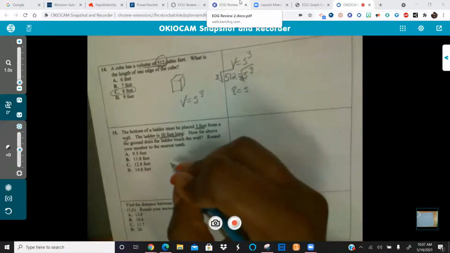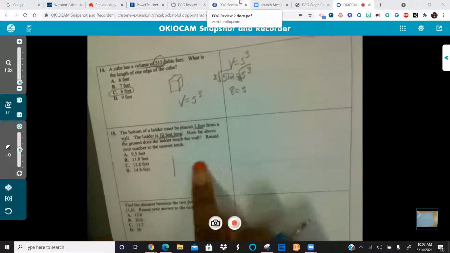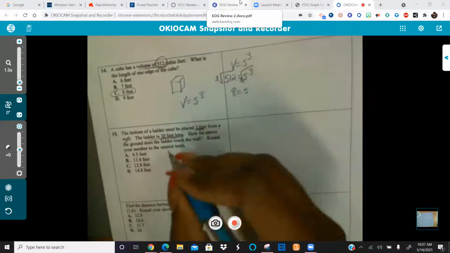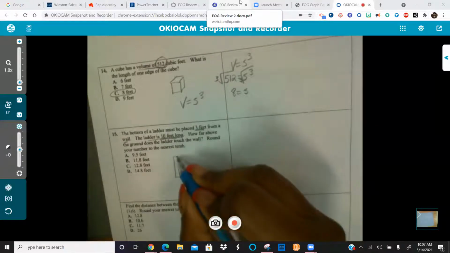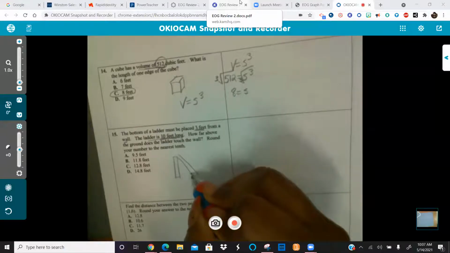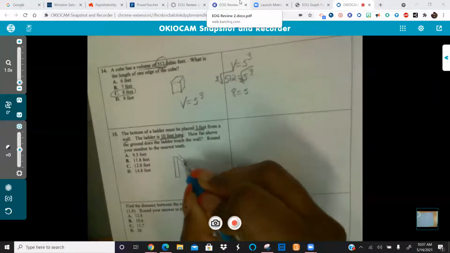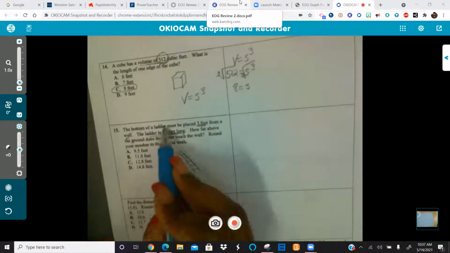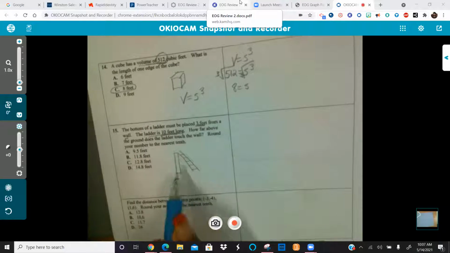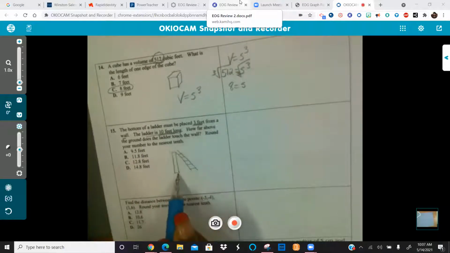So let's draw this diagram. I'm going to use this space right here so I can show my work. So this is the wall, and this is my ladder, so you get a visual, okay? And it says that the bottom of the ladder is placed 3 feet away from the wall. So from here to here is 3 feet.